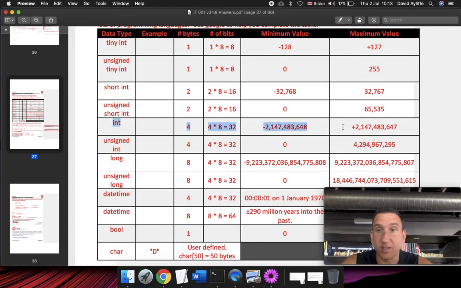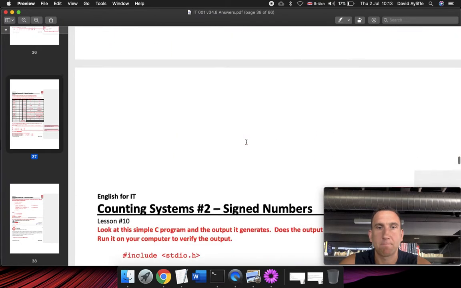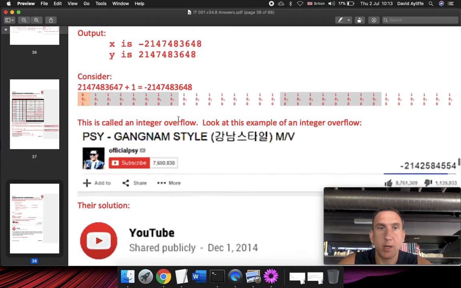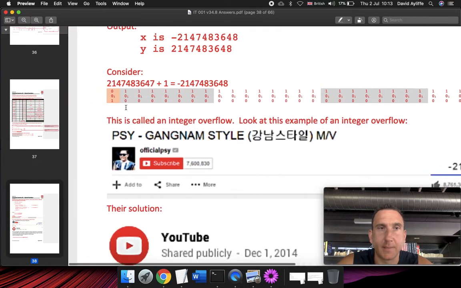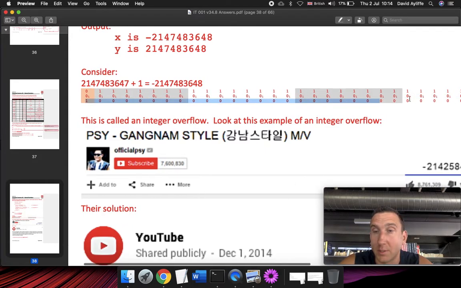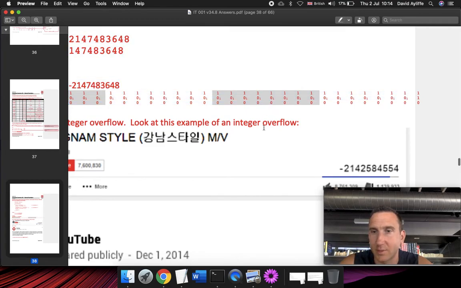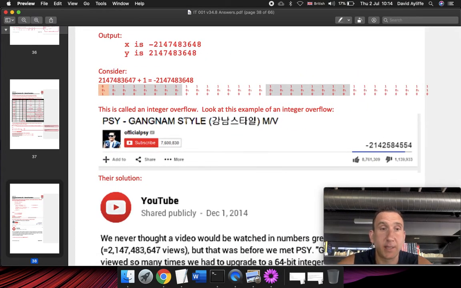If we just use a regular signed int, we can't add 2 to it or even 1 to it. We overflow and we get a big negative number. And here we can see the maths. So this is the number. We try to add 1 to it, and this is the answer we get. And this is, of course, a 2's complement number. It's quite difficult to see here. And this is an example of an integer overflow.